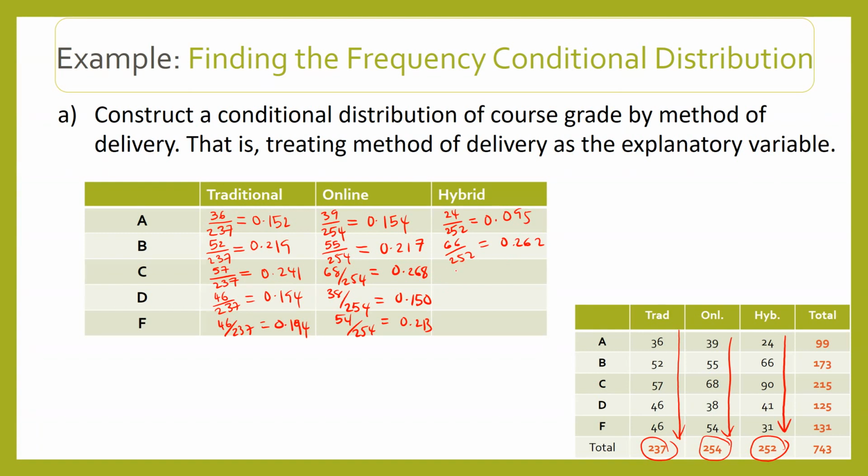The next one will be 90 over 252, which will be 0.357. And then we have 41 over 252. That will be 0.163. And lastly, we have 31 over 252. That's 0.123. If we sum across the column, we should get approximately 1. Okay.